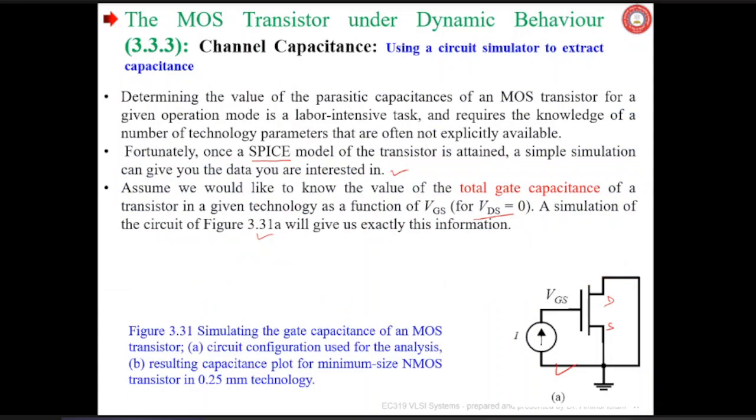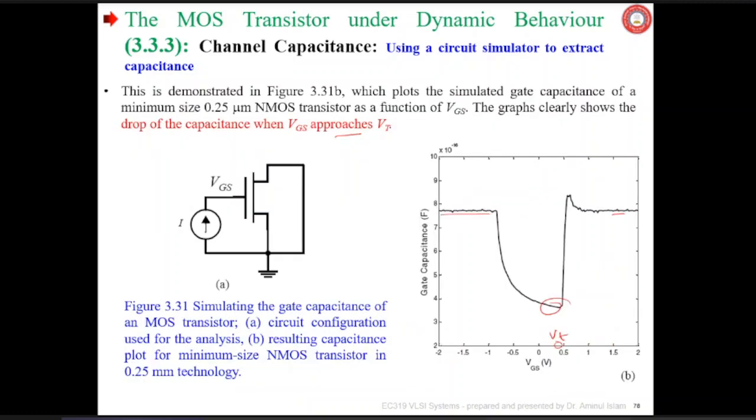Now, if you want to find out the capacitance value, it can be done by simulating this circuit. Drain and source tied together, so VDS is 0. Then if you increase the VGS, you may get the capacitance, and the device will be in linear mode.